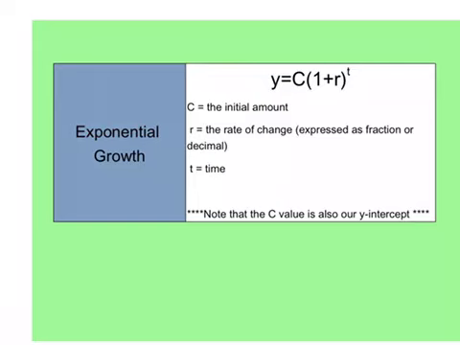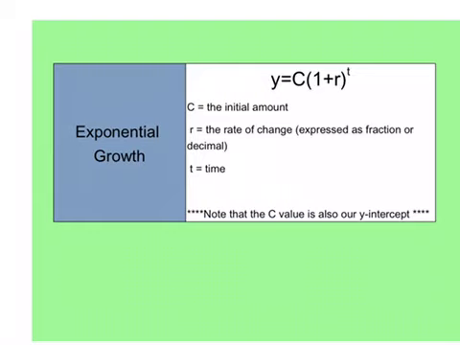So here's the equation that we are going to use when we're looking at exponential growth. It is y equals c times (1 plus r) to the t power. C is going to be our initial amount. R is our rate of change, and we always want this to be expressed as a fraction or a decimal. Usually it's going to give it to us as a percent, so we're going to have to change that into a decimal before putting it into our equation. And then t is going to be our time.